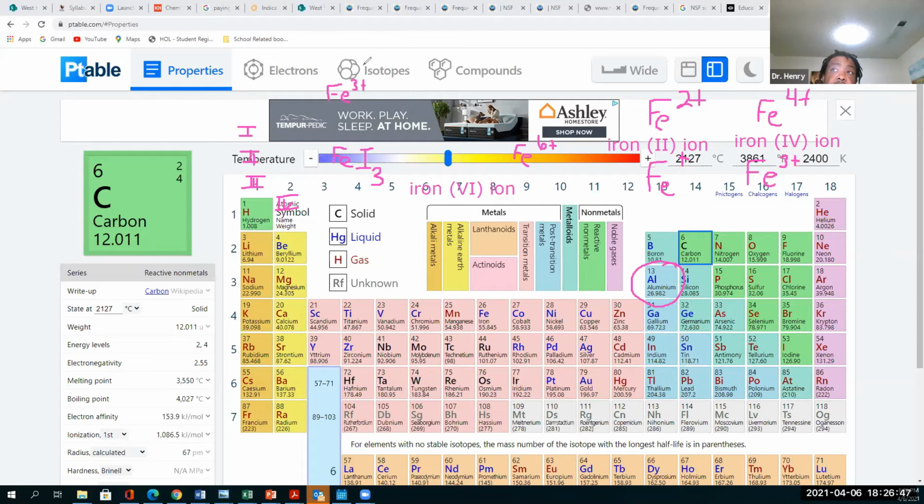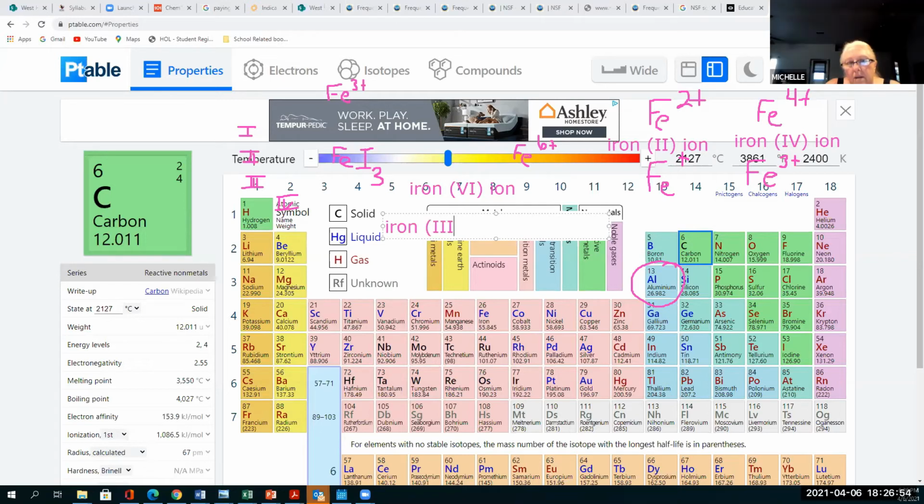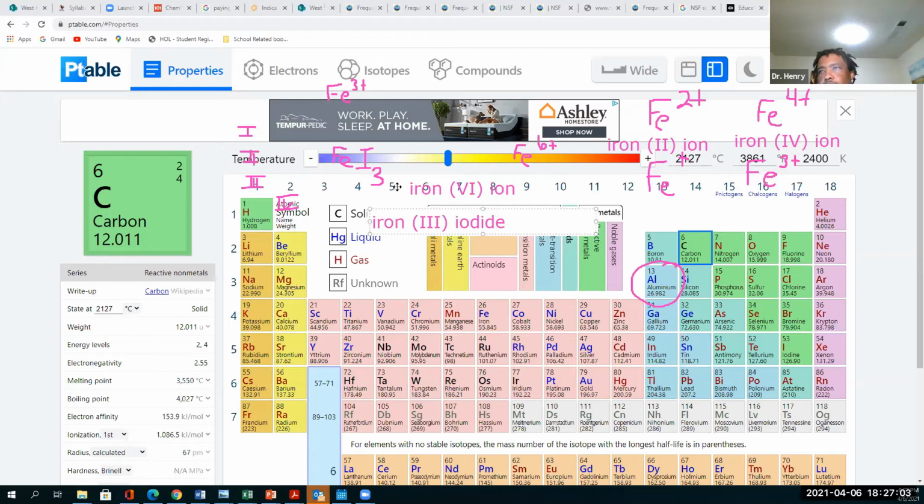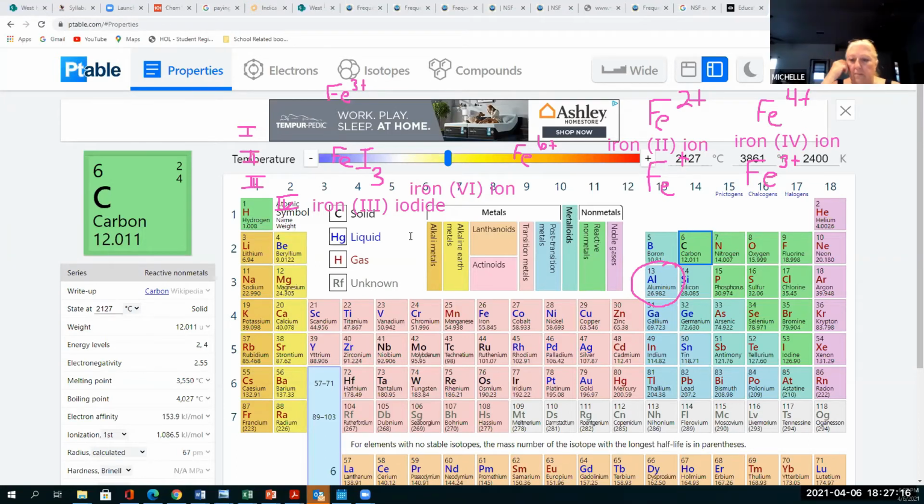So then the way I would name this would be iron 3 iodide. Those Roman numerals tell us the charge on that ion. Do you guys get that? Can you go through that one again? Yeah, sure I can. Okay.